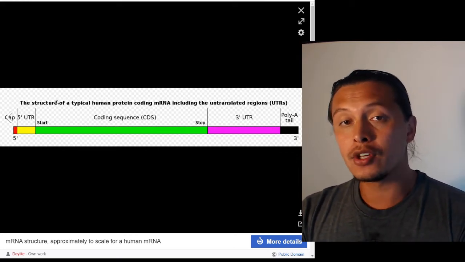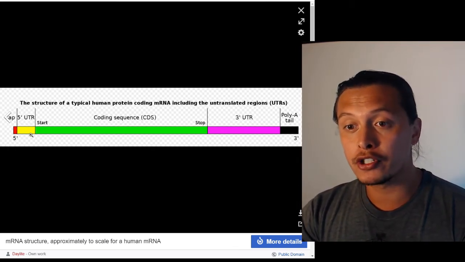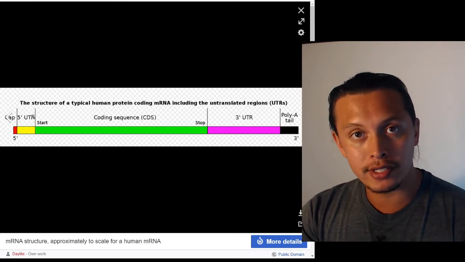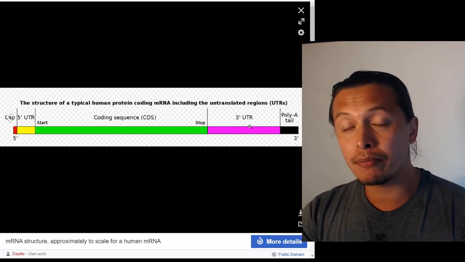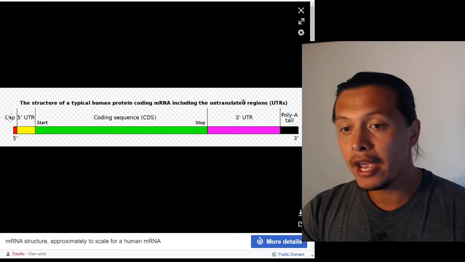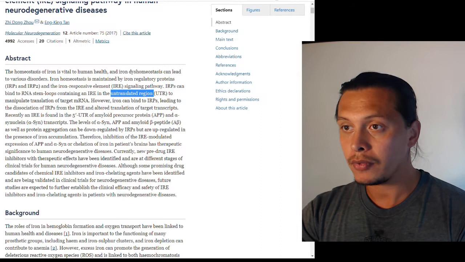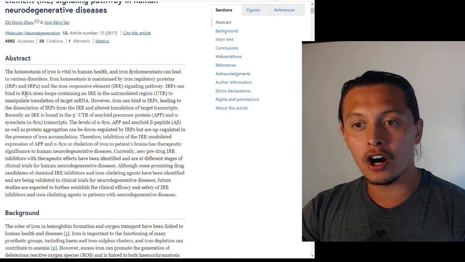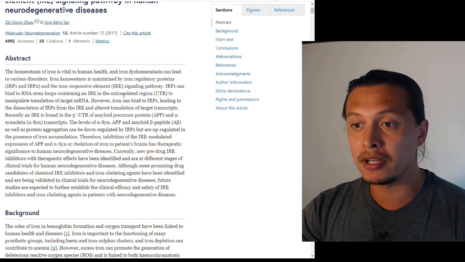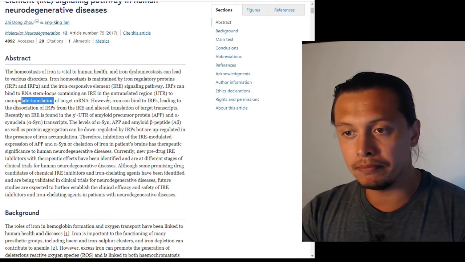So you can have these iron response elements in what are referred to as the 5' untranslated region, and this is the 5' side of the mRNA, so that's why it's called the 5' untranslated region, or you could be in the 3' untranslated region over here. And so depending on which side it's on, it'll change its effects. So, continuing, these IRPs can bind to the RNA stem loops containing an iron response element in the untranslated regions to manipulate translation of target mRNA.